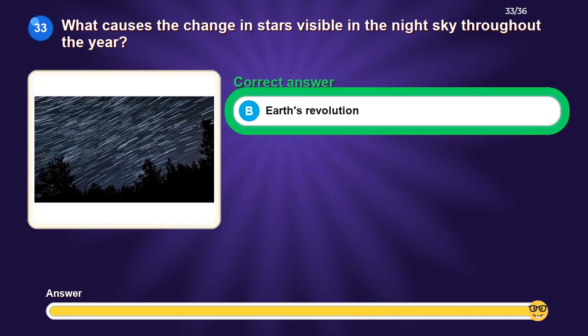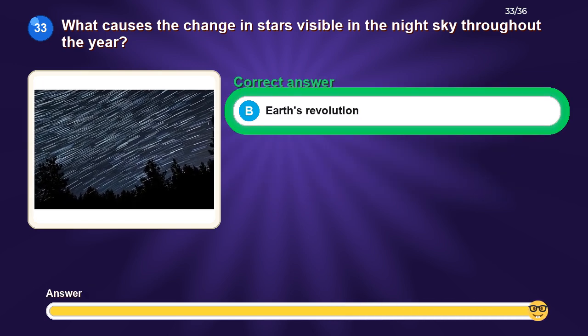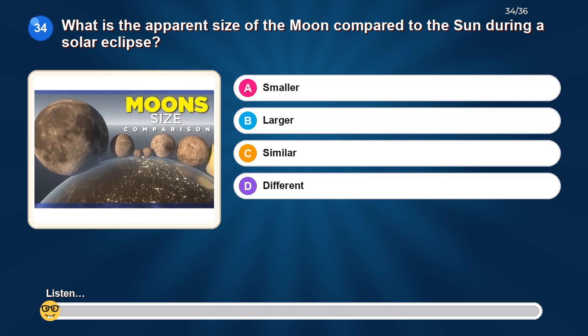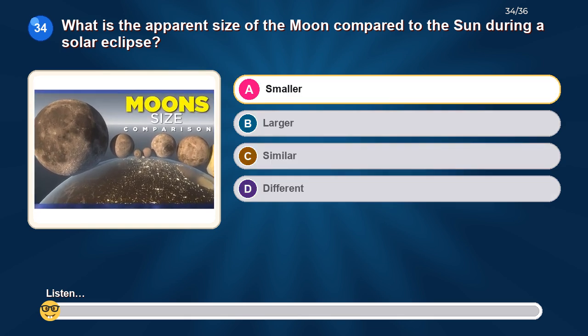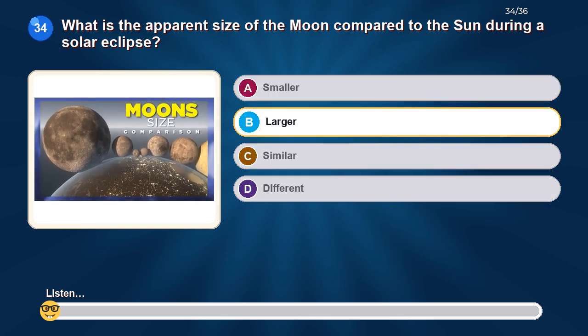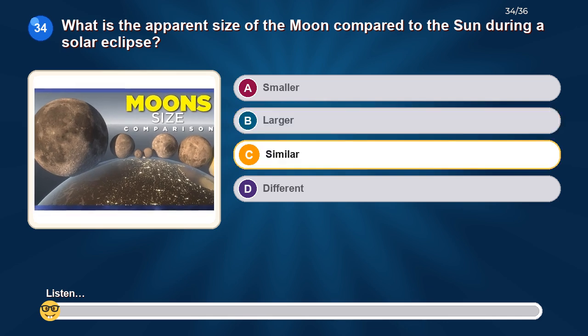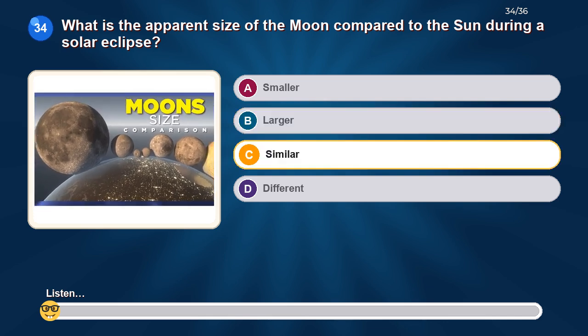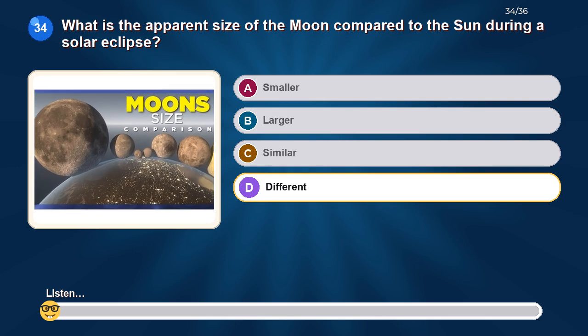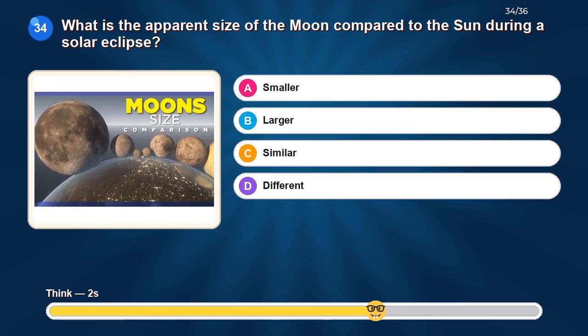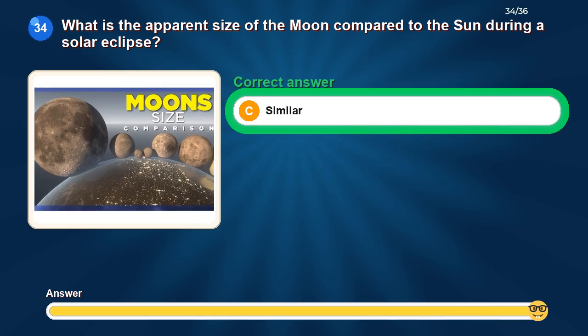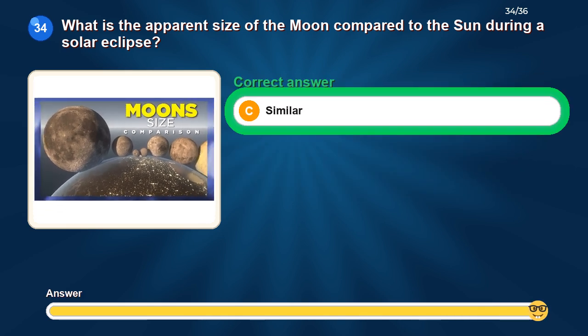The correct answer is Earth's revolution. What is the apparent size of the moon compared to the sun during a solar eclipse? Option A, smaller. Option B, larger. Option C, similar. Option D, different. The correct answer is similar.